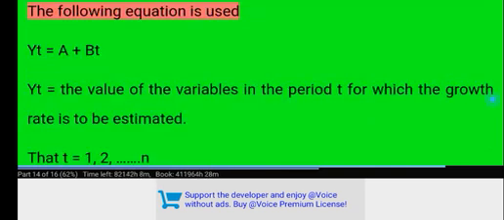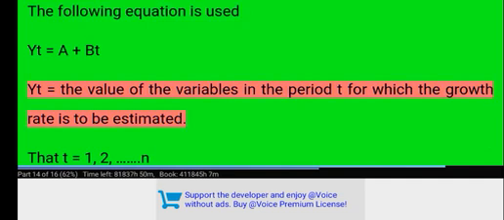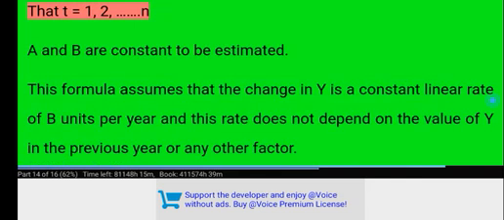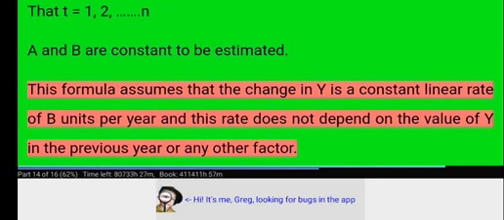Linear growth rate. The following equation is used: Yt equals a plus bt. Yt equals the value of the variable in the period t for which the growth rate is to be estimated. That t equals 1, 2, ... n. A and b are constants to be estimated. This formula assumes that the change in y is a constant linear rate of b units per year, and this rate does not depend on the value of y in the previous year or any other factor.